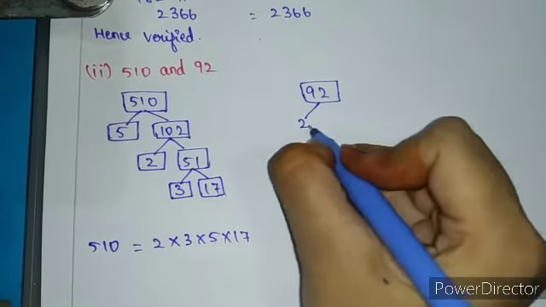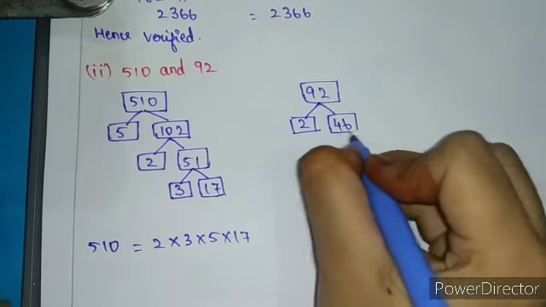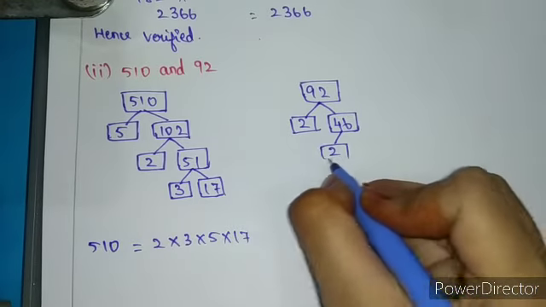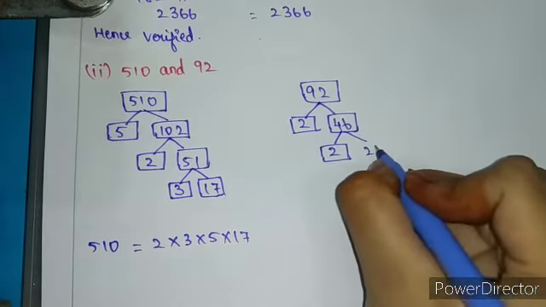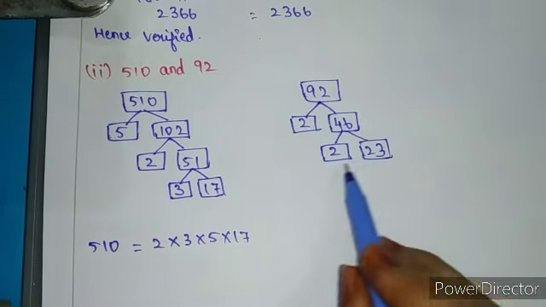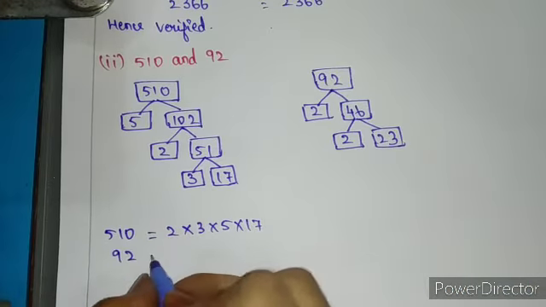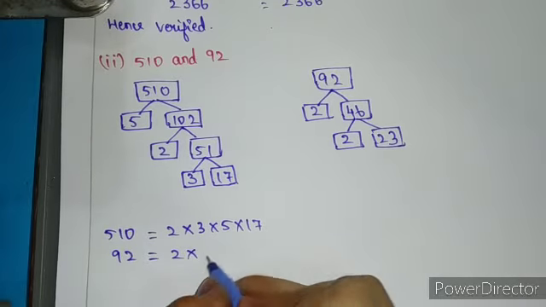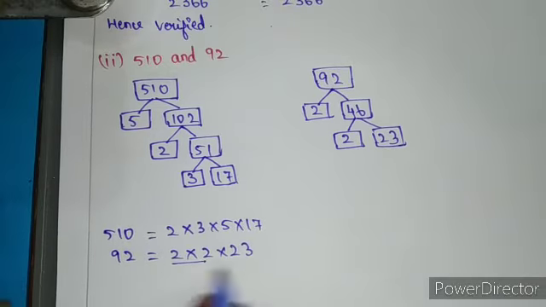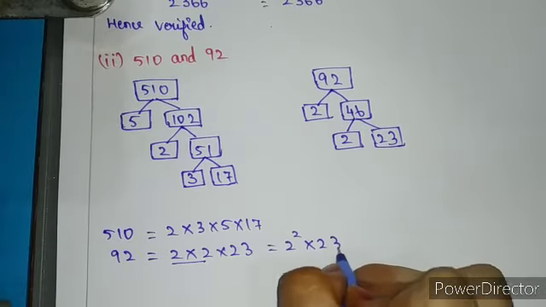So next is 92. 2 into 46 makes 92. We can write this 46 as 2 into 23. So here 2 and 23 are prime numbers, so they cannot be factorized further. And 92 can be expressed as 2 into 2 into 23. Group the common primes, so we get 2 square into 23.